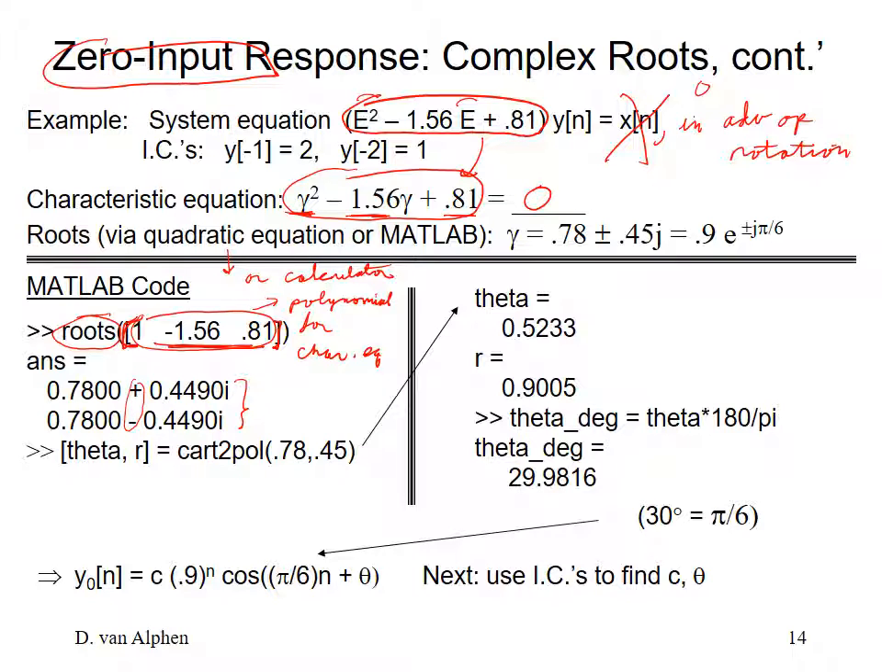Now the trouble is we need it in polar form. So now we have to tell MATLAB, remember, if I were writing this in the form a plus bj, the a number would be 0.78, the b number would be 0.449. So I need to use a function called cart2pol. Cart to pole means Cartesian, meaning rectangular, to polar.